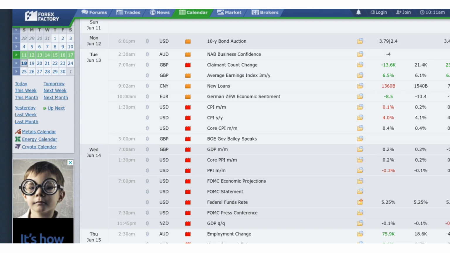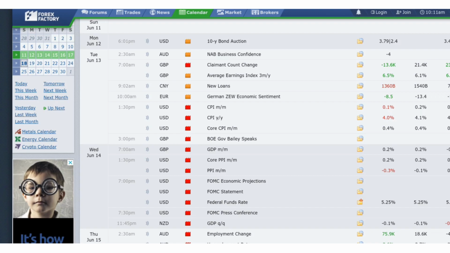But on Tuesday we had the CPI, which came out below expectation for the US dollar, which dragged the US dollar lower against the major currencies. Also on Tuesday, after the Bank of England governor spoke, his speech brought about rate hike sentiment, which drove the pound and made the pound rally last week.